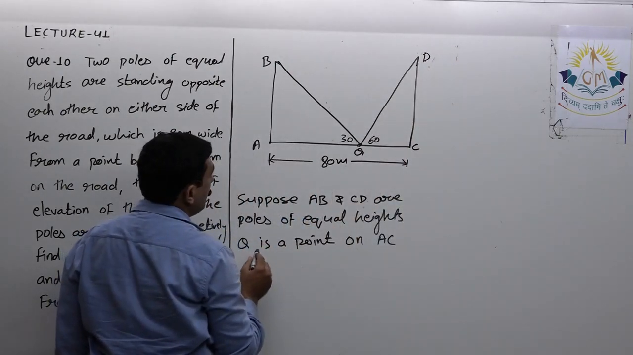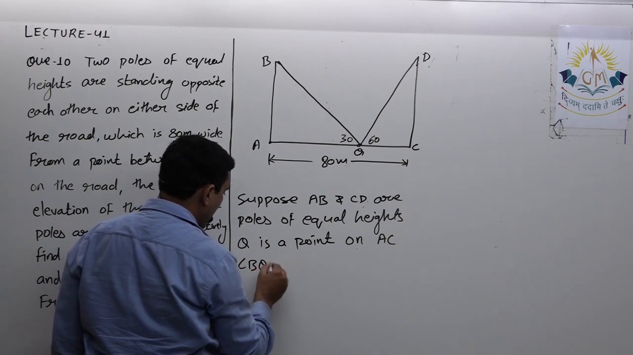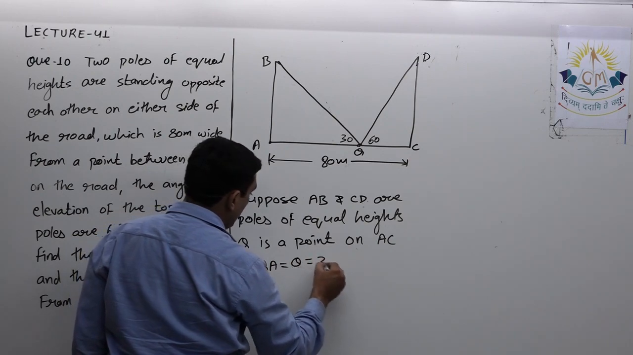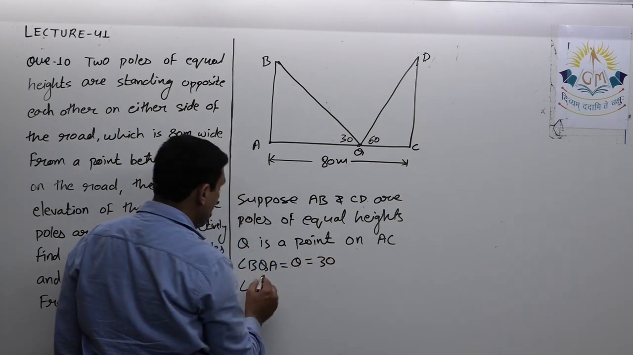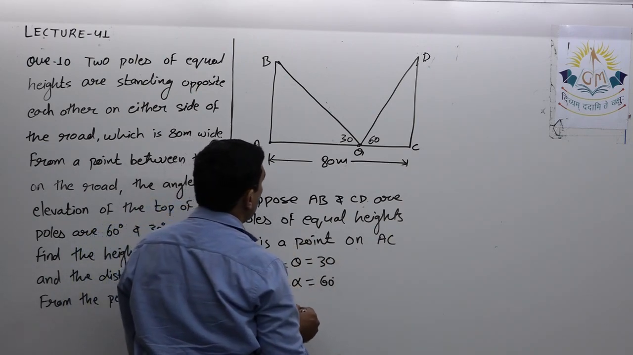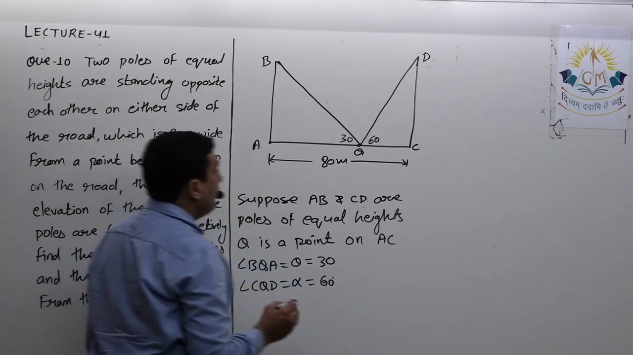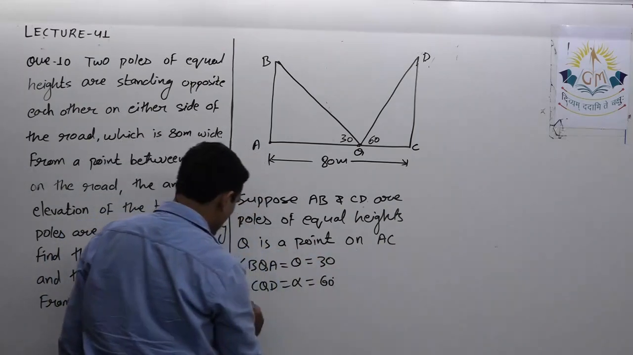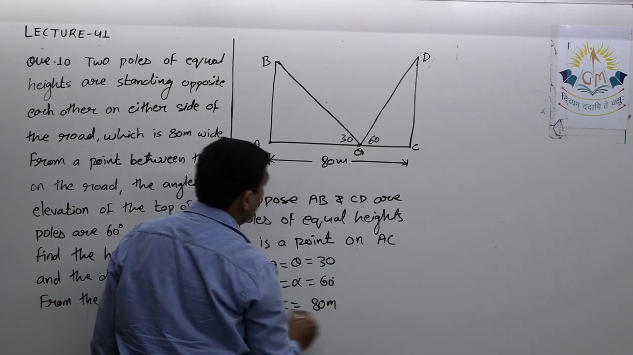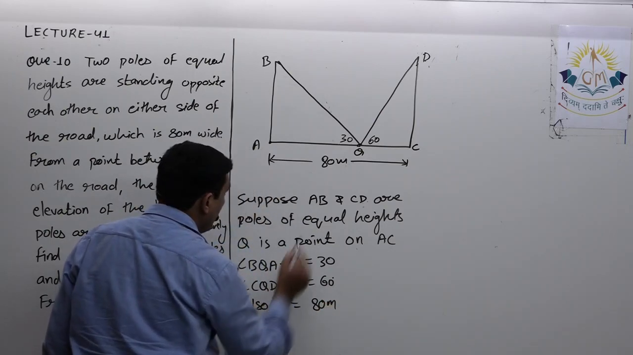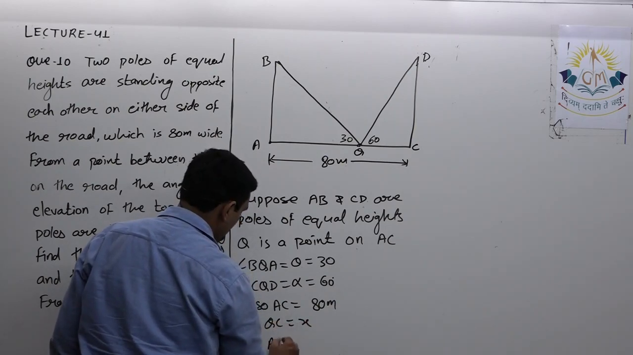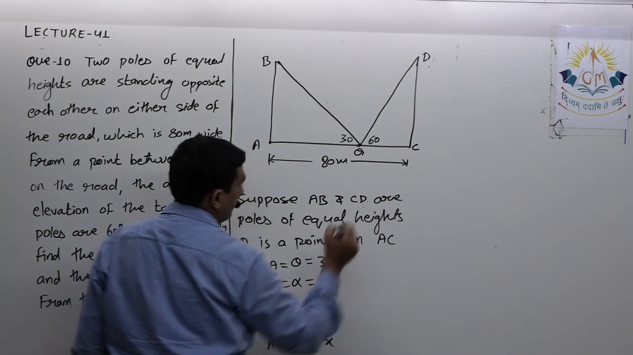Angle BQA is equal to theta is equal to 30 degree. Angle CQD is equal to alpha is equal to 60 degree. Also AC is equal to 80 meter. Now we'll assume QC is equal to X, therefore AQ is equal to 80 minus X.